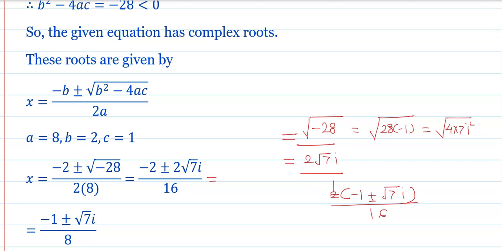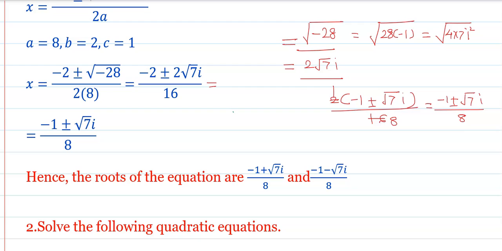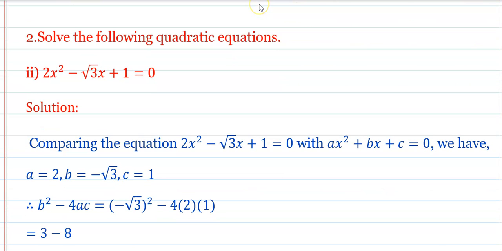Then 2 ones are 1 and 2 8s are 16. And therefore here you will get minus 1 plus or minus root of 7i upon 8. Okay. Therefore the roots are x is equal to minus 1 plus root 7i upon 8 and minus 1 minus root 7i upon 8. These are the roots. Okay. Now the next example.